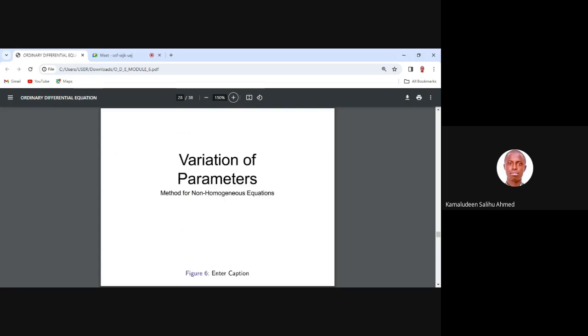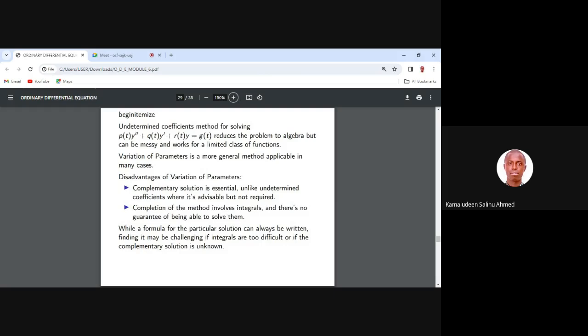So the next thing we are going to talk about today is variation of parameters. Variation of parameters, a method for the non-homogeneous equation also. Okay. Undetermined coefficient.